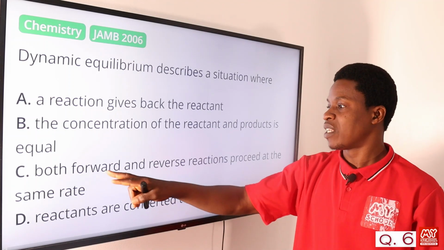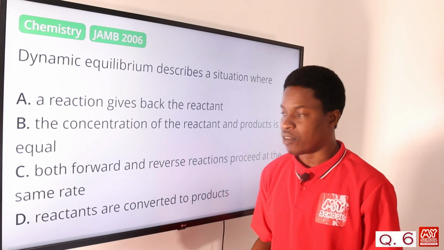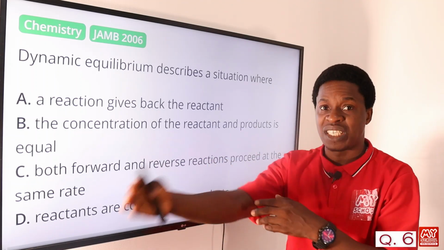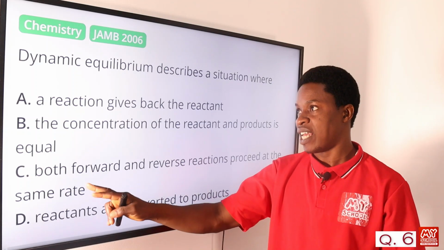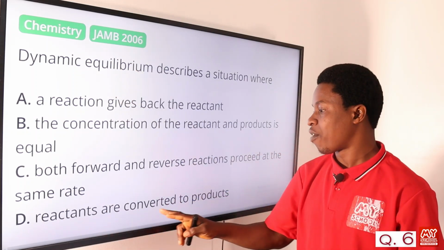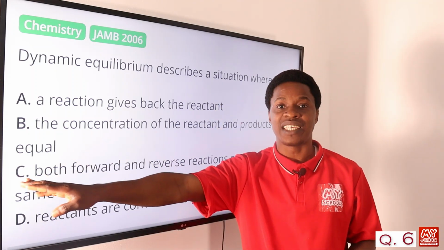So in other words, forward and reverse or forward and backward reactions are the same thing. The reverse reaction is the backward reaction. If both of them proceed at the same time, yes, then we talk about dynamic equilibrium. For option D, reactants are converted to product. No, that does not talk about dynamic. So the correct answer here is option C.